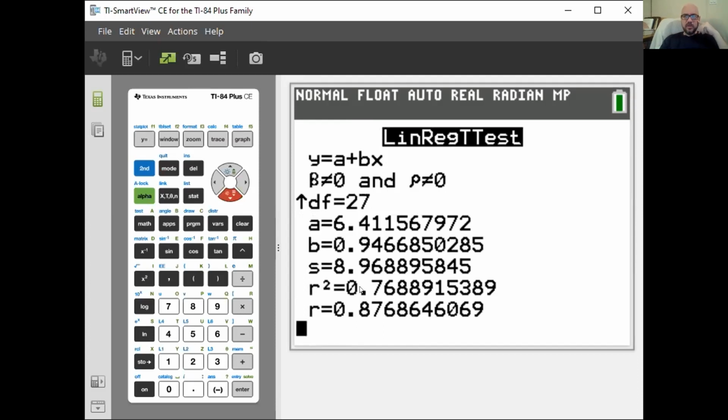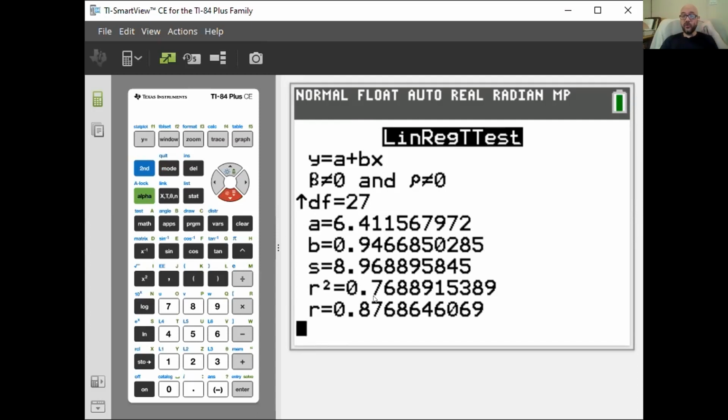So about 76.9% of the variation in final exam scores is due to the relationship between final exam scores and midterm averages, and 23.1%, which is the rest of it up to 100, right? 100 minus 76.9 is 23.1. About 23.1% of the variation in the final exam scores is due to other things not considered in the model.